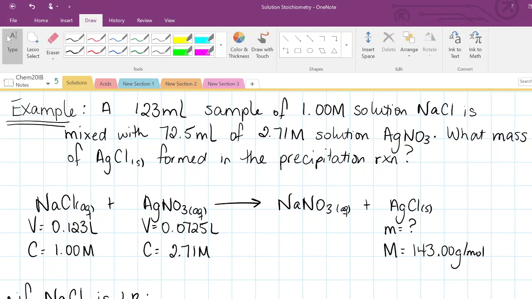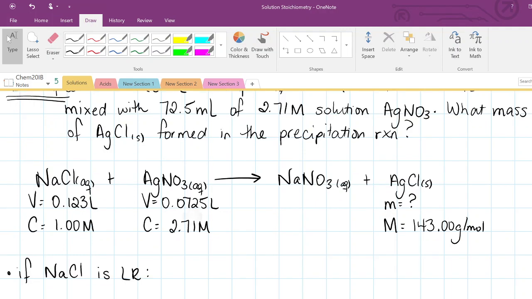So first thing we do is we make an assumption. We say, well, what if sodium chloride is the limiting reagent? So what if the sodium chloride runs out? And as soon as this 1 molar solution runs out, I stop the reaction. How much solid, how much precipitate will I have produced? So I'm going to run my stoichiometry.